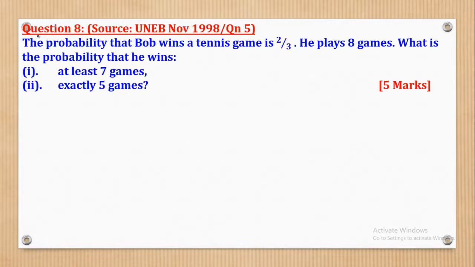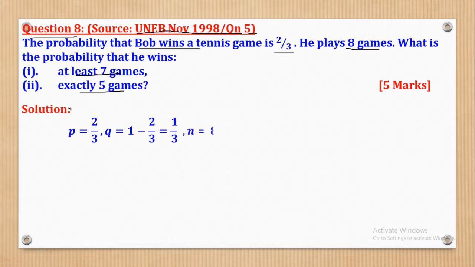That was question 7. Now we shall go to question 8, which came from UNEB of November 1998, paper 2, question 5. And it says, the probability that Bob wins a tennis game is 2/3. He plays 8 games. What is the probability that he wins at least 7 games and exactly 5 games?